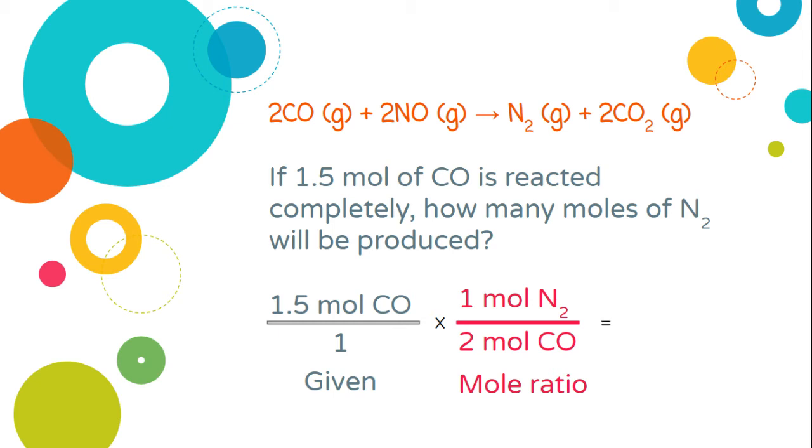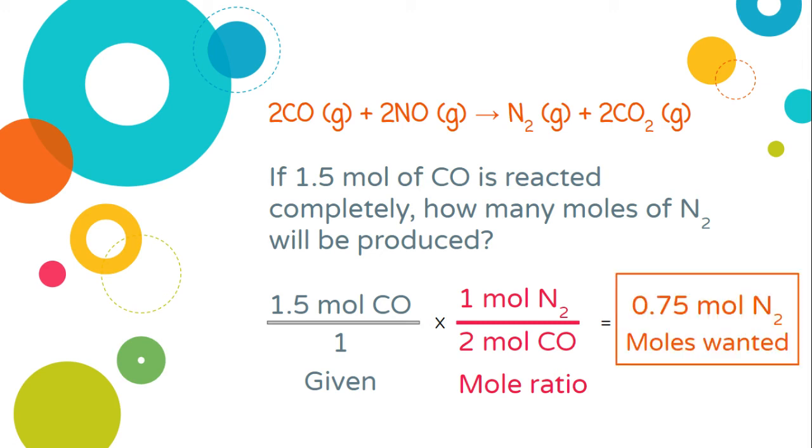So for my final answer, I'm going to multiply the top numbers together, and then I would multiply the bottom numbers together, making sure that I keep those separate so that I can have my top numbers divided by my bottom numbers to get my final answer, which in this case is going to be 0.75 moles of nitrogen, which represents the moles that we wanted.